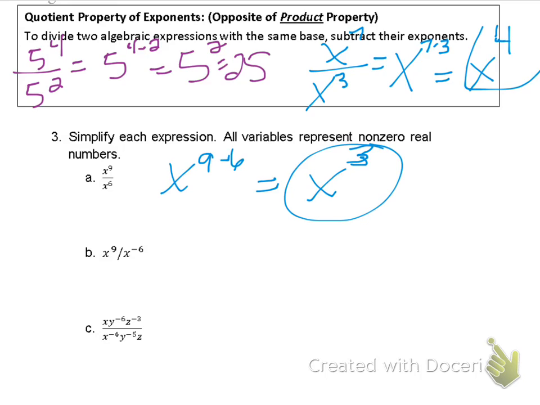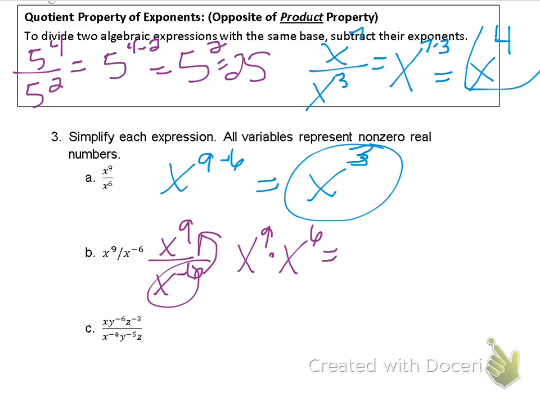Next example, we have x to the 9th power over x to the negative 6th power. And we can either move this first to the top, so we'd have x to the 9th power times x to the 6th power, which would be x to the 15th power. That would be the product property rule. Or you can use the quotient property rule instead and do 9 minus negative 6, which would actually be 9 plus 6, which equals x to the 15th power. So you get the same answer either way.